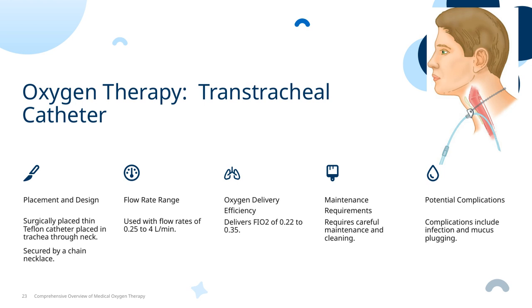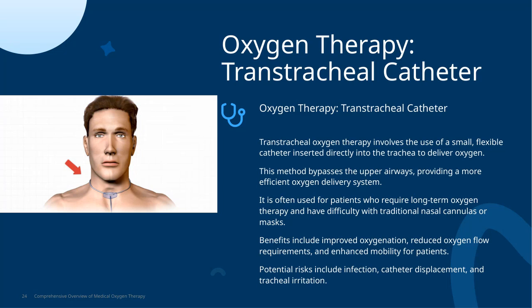Today, I want to talk about transtracheal oxygen therapy, which involves using a small, flexible catheter that's inserted directly into the trachea to deliver oxygen. This approach essentially bypasses the upper airways, making oxygen delivery more efficient. It's particularly useful for patients who need long-term oxygen therapy and may have difficulty with traditional methods like nasal cannulas or masks. The benefits are quite significant.